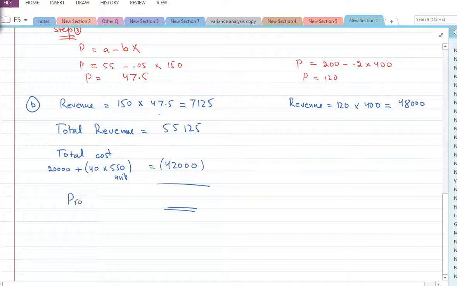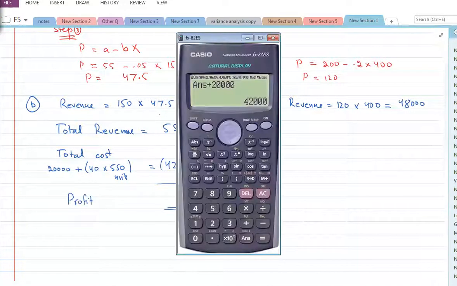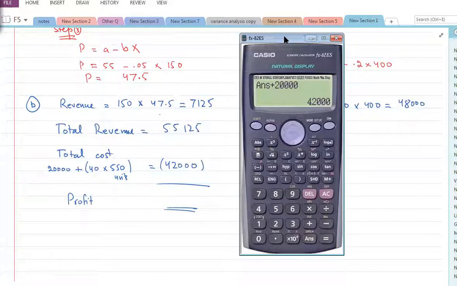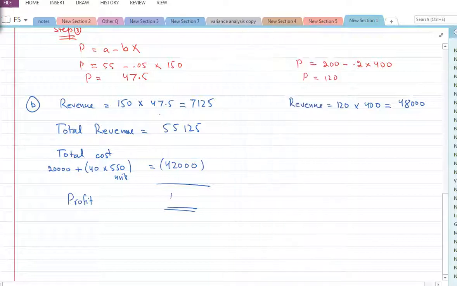So the profit will be 55,125 minus the cost, which is 13,125. Right? So we have the total profit. This is going to be our maximum profit that we are going to have. Let's call it maximum profit. Okay.